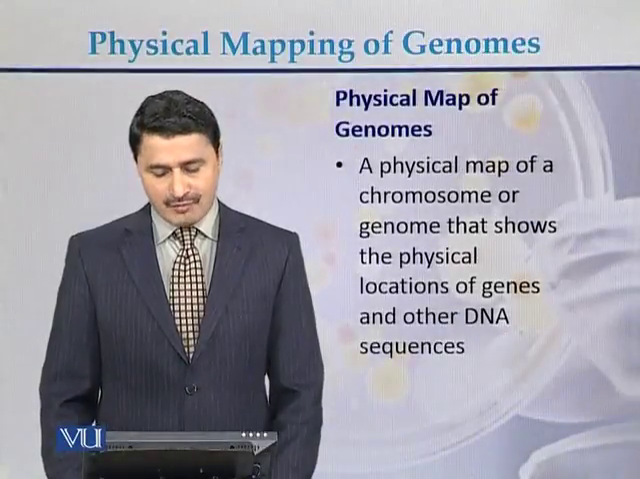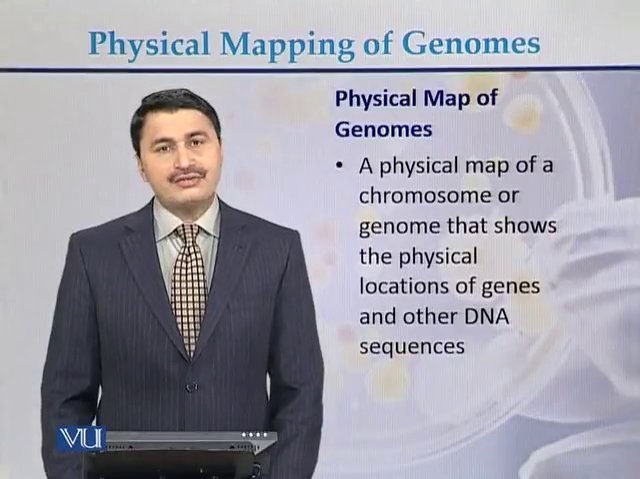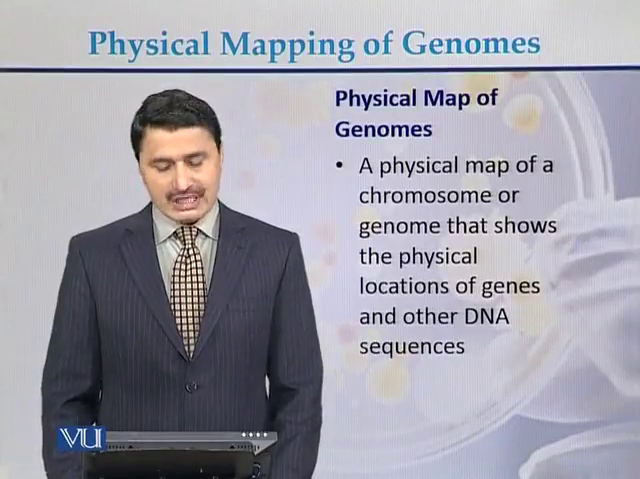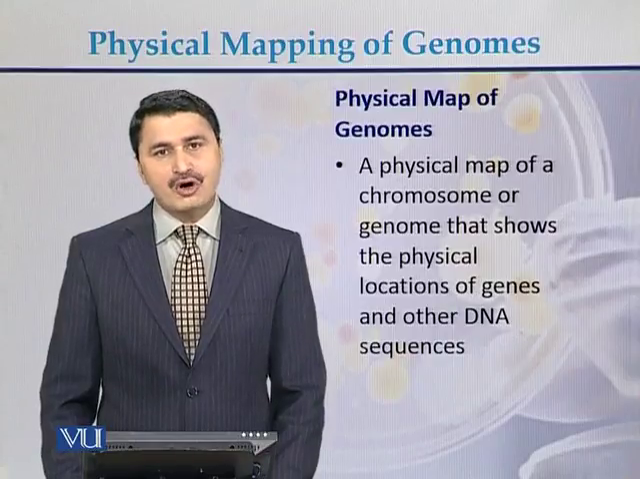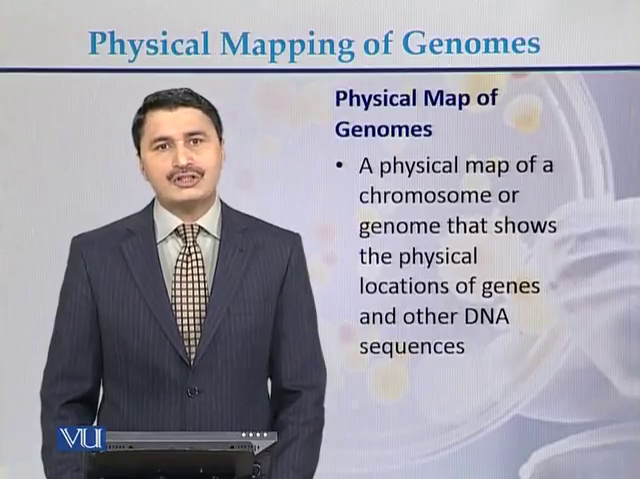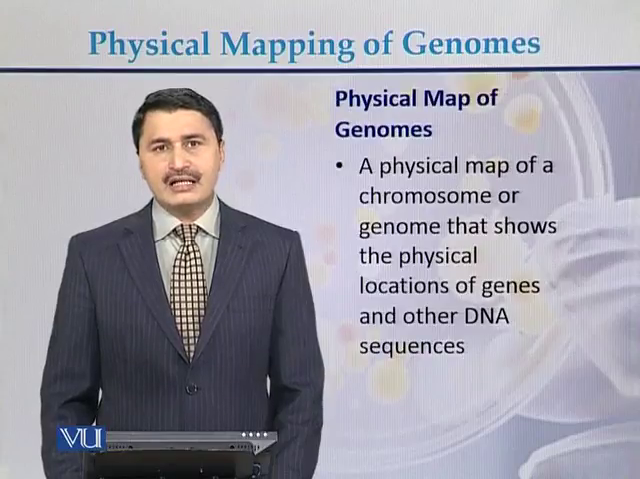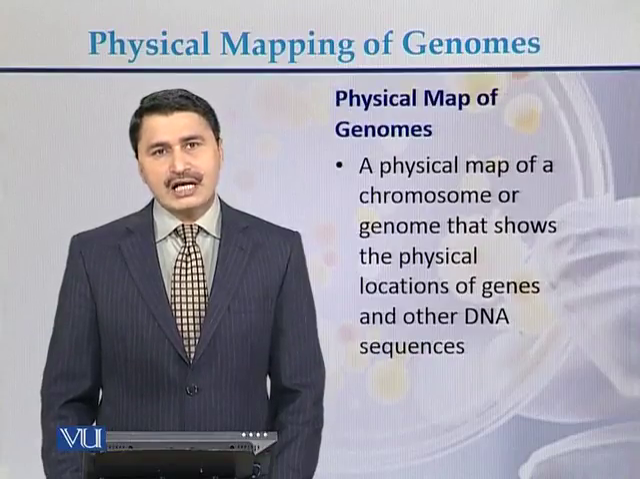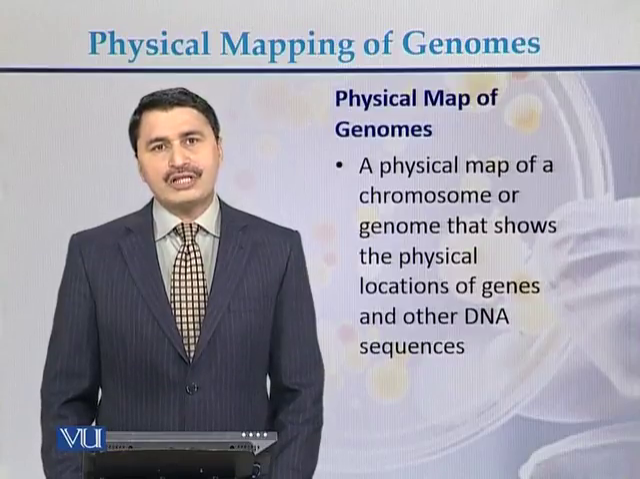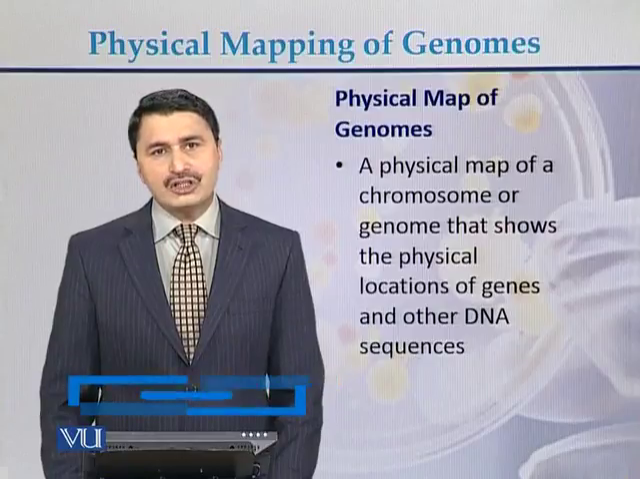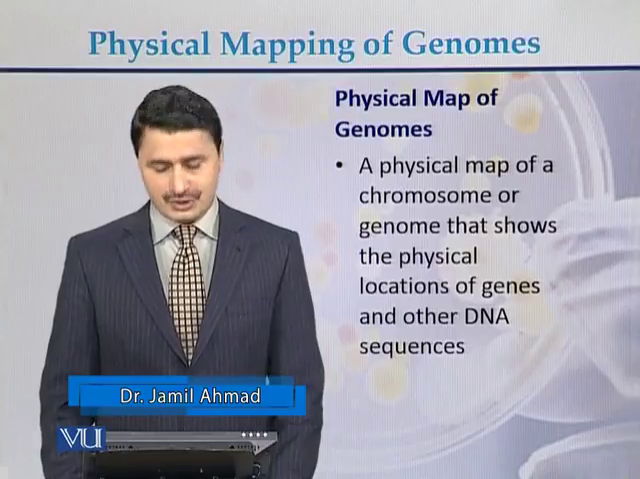A physical map of a chromosome or a physical map of a genome is a map that shows the physical location of the genes and other DNA sequences on the chromosomes or on the genome. If we define physical mapping of genomes, a physical map is a map in which we can map the physical locations of the genes or the sequences of the DNA on the genomes.